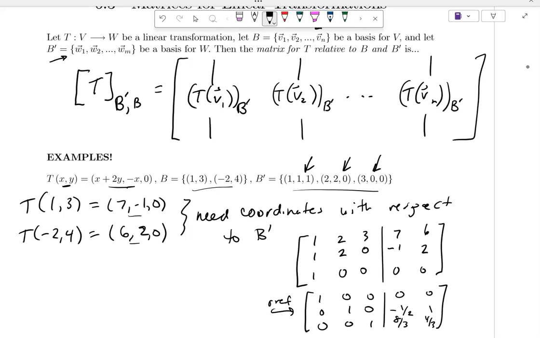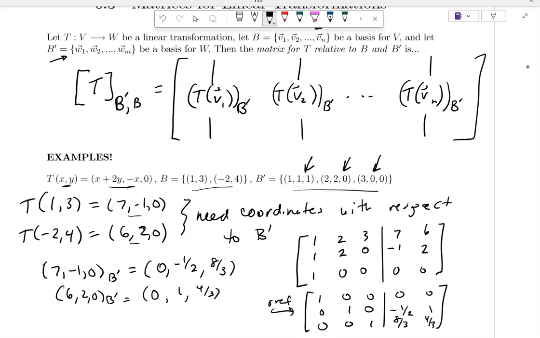Okay. All right, so when I have the vector 7, 1, 0, and I want its coordinates relative to B prime, 7, 1, 0 was that first one there, so the coordinates would be 0, negative 1/2, 8/3, right? Remember again what that's telling you is you would take 0 times the first vector, negative 1/2 times the second vector, 8/3 times the third vector. That's what the coordinates relative to a basis means. It's the coefficients on your linear combination. Your other one, coordinates will be 0, 1, 4/3.